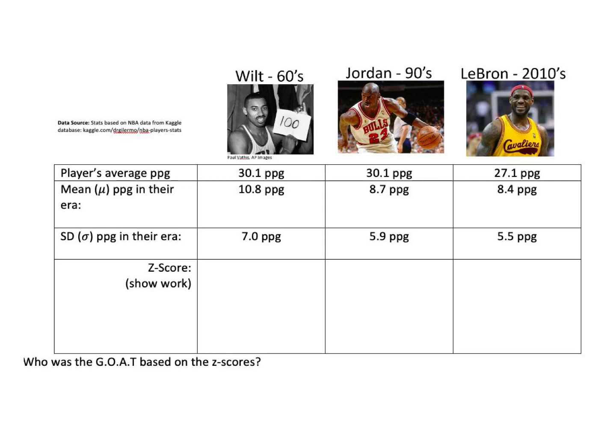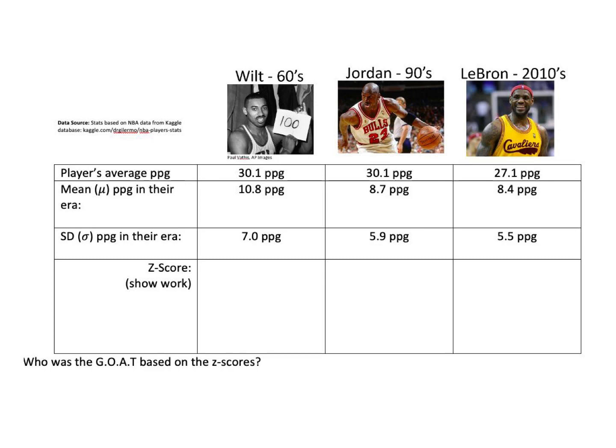So what I have on the screen here is that in the decade that Wilt Chamberlain played, in the 60s, he was scoring on average 30.1 points per game. Jordan, 30.1, and LeBron, 27.1. So if we were just to look at their average, well, it looks like Wilt and Jordan are tied, and LeBron would be after them.